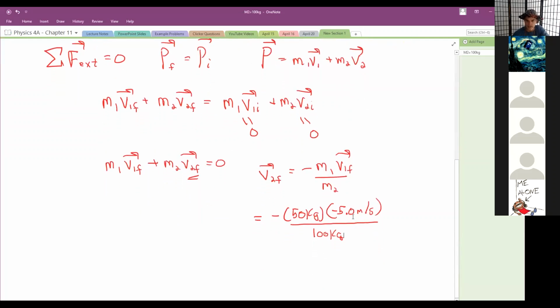So what do I get? I get 250 divided by 100. So what I get is 2.5 meters per second. That's how fast m2, the second person, is moving to the right. Notice the velocity came out to be positive because the person is moving to the right.